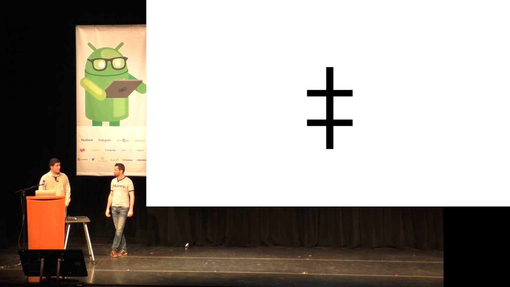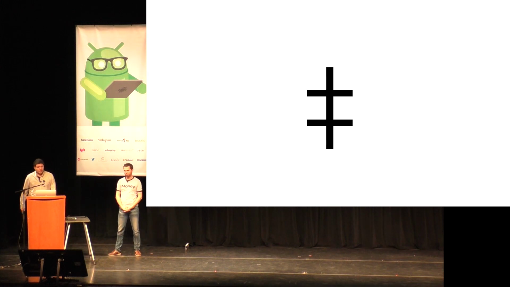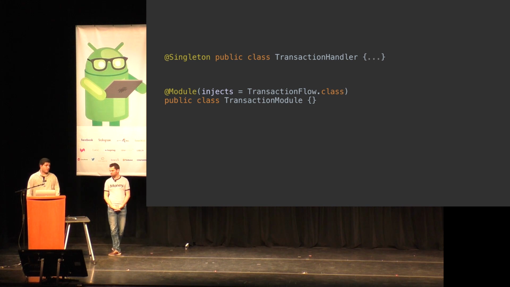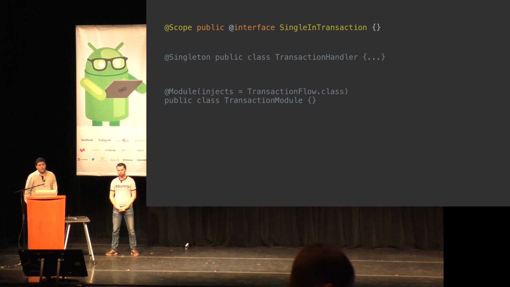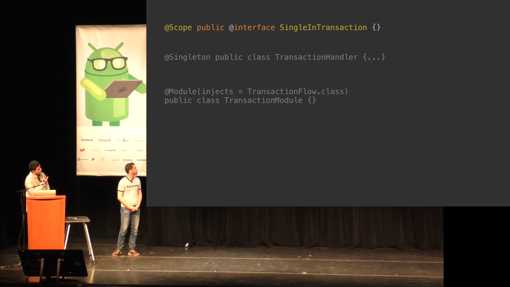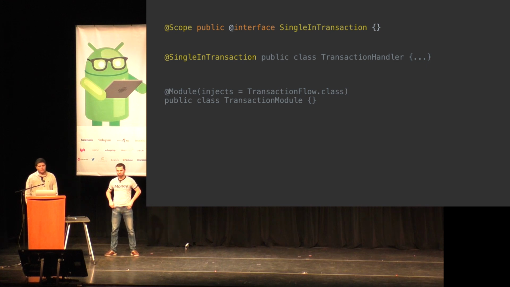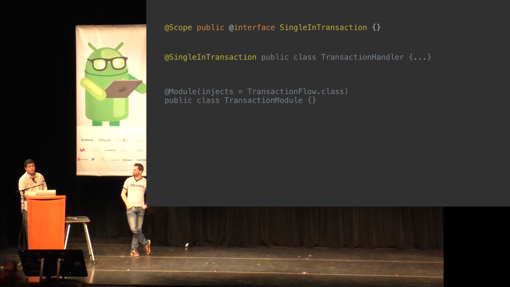So this is where Dagger 2 helps. We see that in Dagger 1, we had the transaction handler singleton and a transaction module. Dagger 2 allows us to introduce a scoping annotation. The way we do so is we create an annotation and we slap on the scope annotation right there, and boom, we have a scoping annotation. We can then use this annotation to replace all the previous singleton annotation markings with this new annotation called SingleInTransaction.